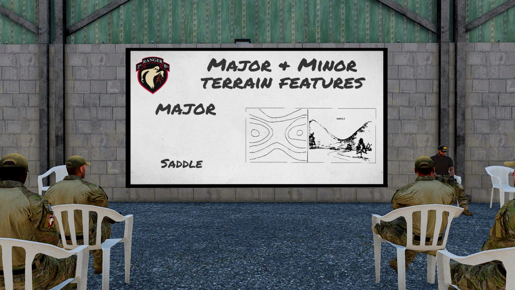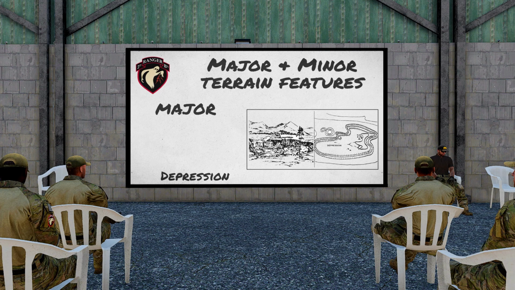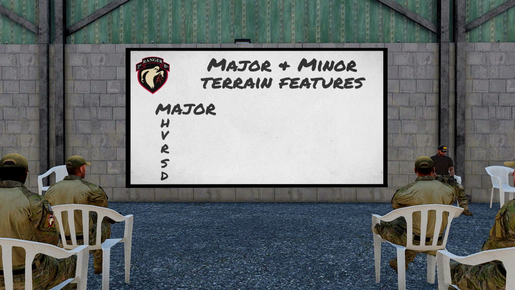A saddle is a dip or low point along the crest of a ridge. A saddle is not necessarily the low point between two hilltops, but rather it may be a break along the otherwise level ridge crest. Depressions are low points or holes in the ground surrounded on all sides by higher ground. A unique way to remember the five major terrain features is by remembering this acronym: Hidden Valley Ranch Salad Dressing.